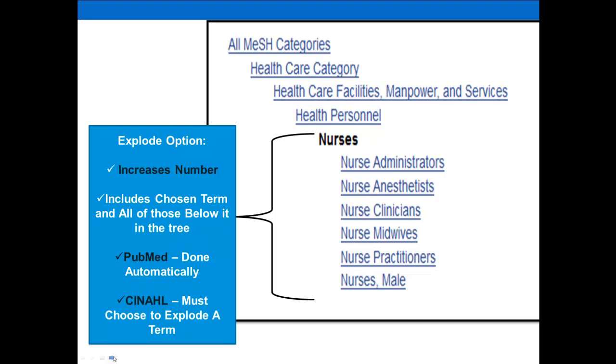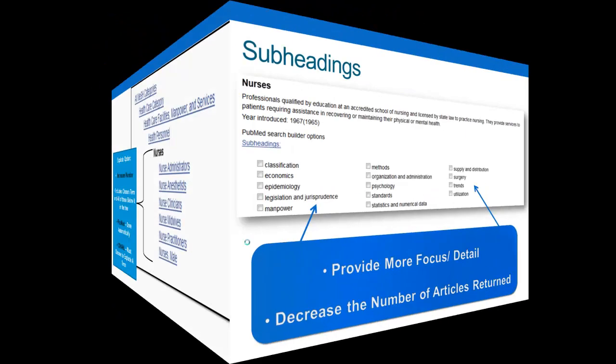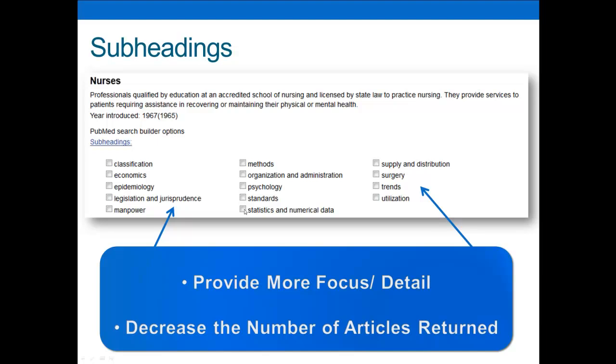Now let's say that you have too many articles. One of the things that you might want to use are the subheadings. A subheading, very simply put, is going to just provide more focus or detail to your search. Like in this case, you'll notice I have nurses, and you'll see the scope note, but then you'll also see these subheadings.